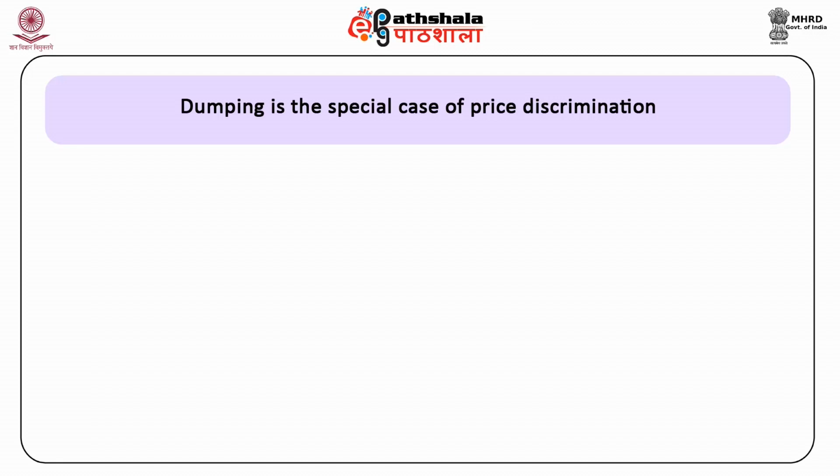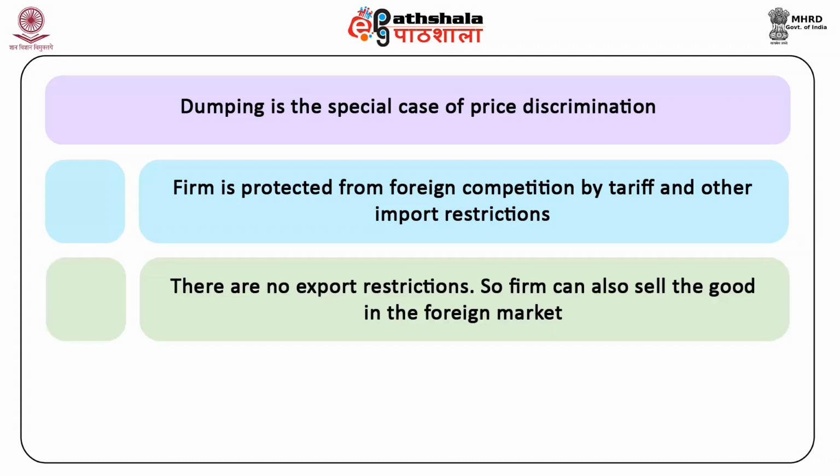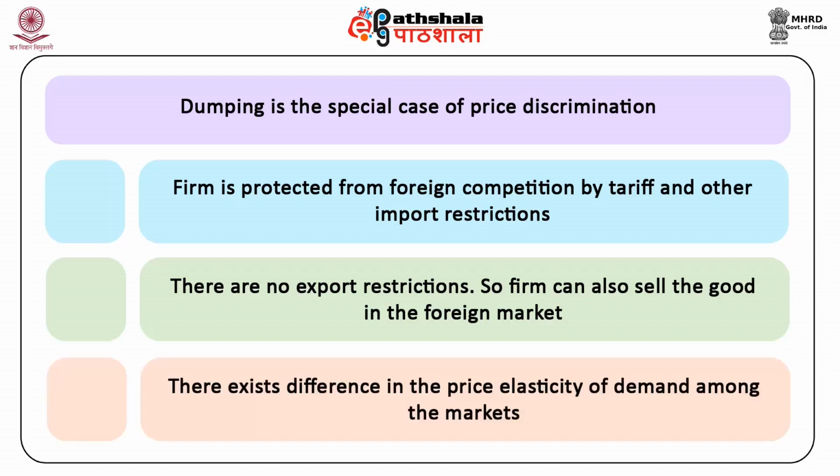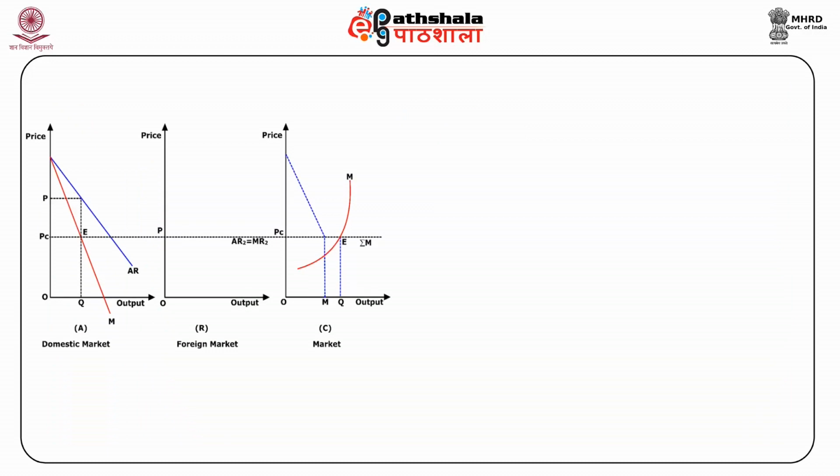Dumping is possible because, first, the firm is protected from foreign competition by tariffs and other import restrictions. Second, there are no export restrictions, so firms can also sell the good in the foreign market. Third, there exists a difference in the price elasticity of demand among the markets. Here we are studying a special case where a firm is a monopolist in the domestic market and faces international competition in the foreign market. It is graphically shown in figure 3.